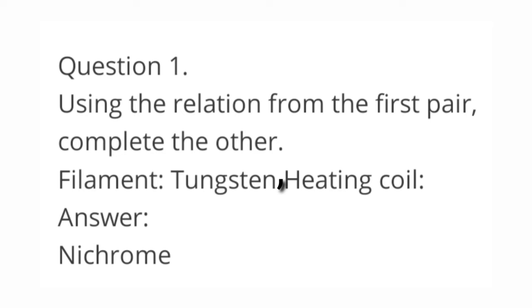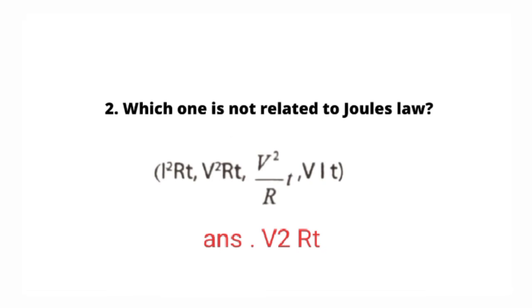First question, using the relation from the first pair, complete the other. Filament, tungsten, heating coil, dash. Answer is nichrome. Second question, which one is not related to Joule's law? I²RT, V²RT, V²/RT, VIT. Answer is V²RT.